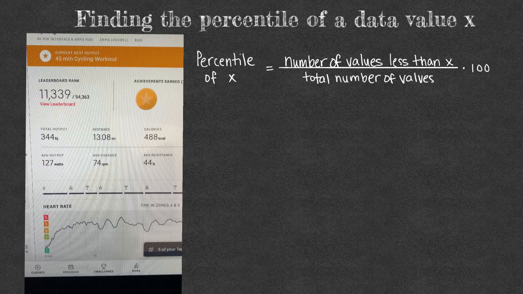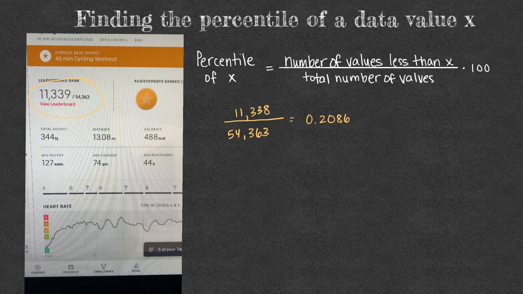Looking at the screen here to the left, my overall rank was 11,339. So that's the position that I'm in, the 11,339th position. But our formula tells us to count the number of values that are less than me. So less than x, I'm x. So in order to find my percentile, we're going to take 11,338 and divide by the total number of values, which is the total number of people who took this ride. And that's 54,363.